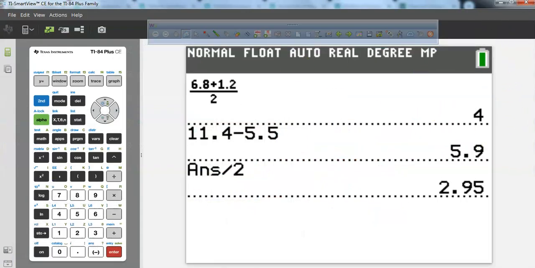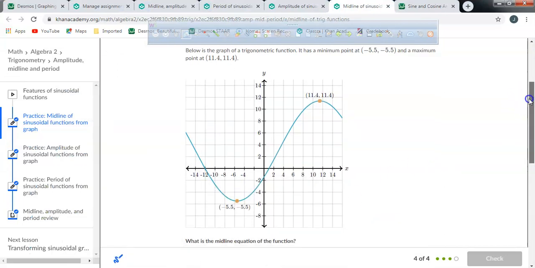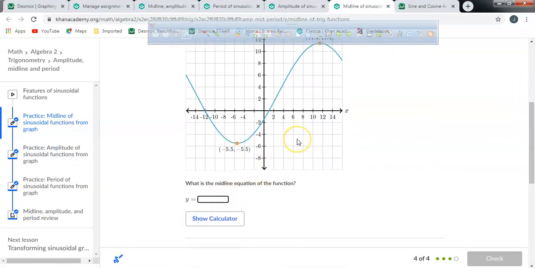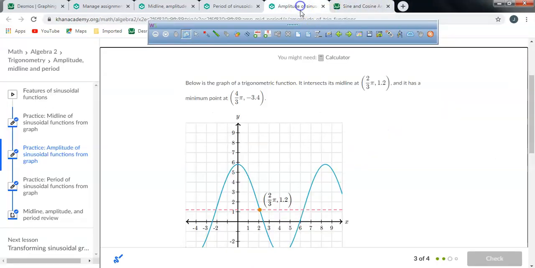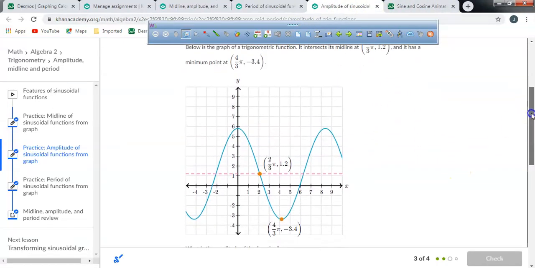Okay. Let's say 2.95. Let's do it. Let's trust the process. All right. 2.95 all the way to the hundredths. Wow, nailed it. Good job, midline. Done. Ooh, let's go to amplitude. How do we find the amplitude?